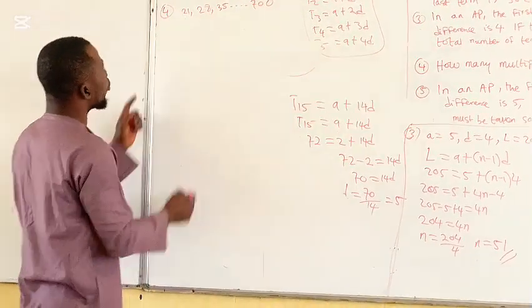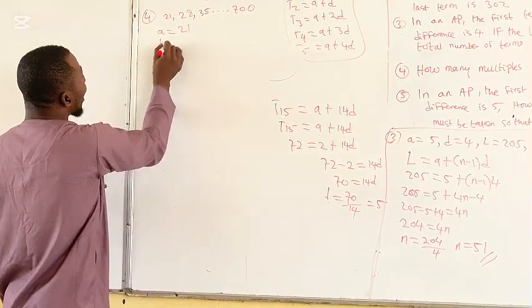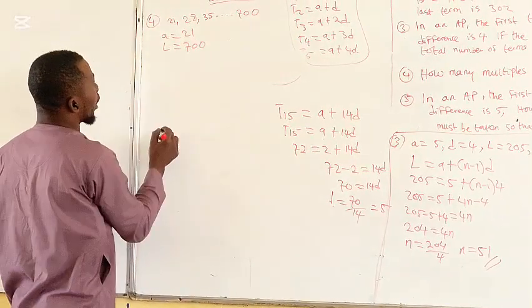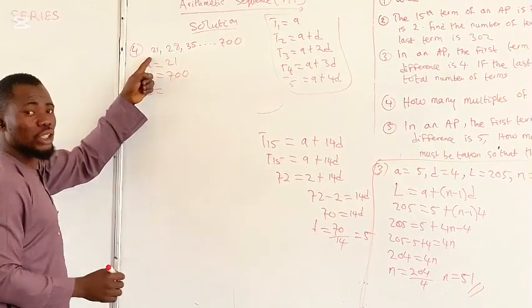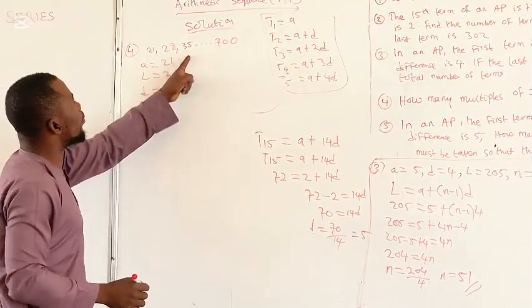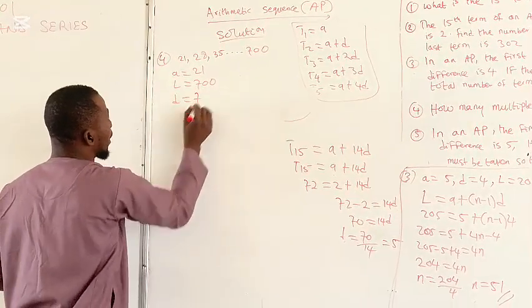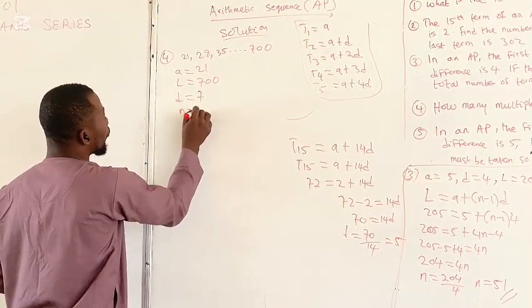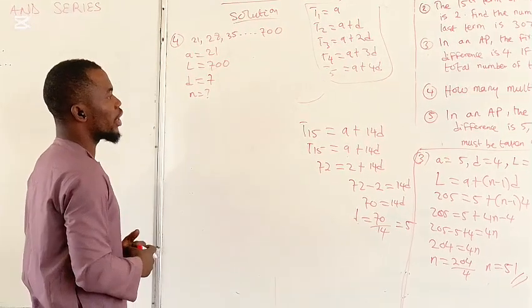700. So from here now, our first term is 21. Our last term is 700, then what will our common difference be? 28 minus 21 is 7. 35 minus 28 is 7. So our common difference is 7. Now we are looking for the number of terms, because that is what the question is asking.